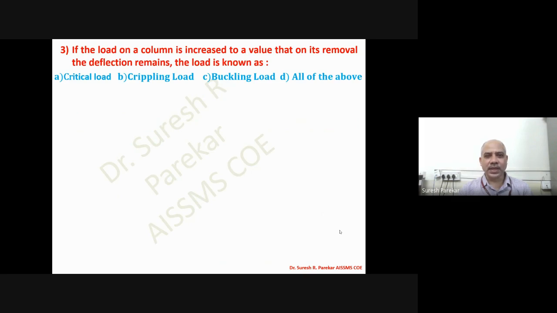Then we have, if the load on a column is increased to a value that on its removal the deflection remains, the load is known as. So all these are critical load, or crippling load, or buckling load.